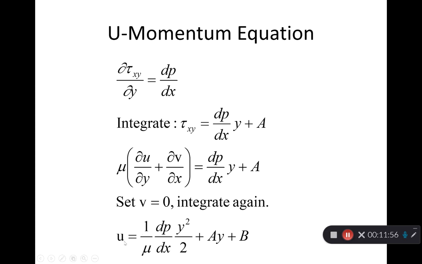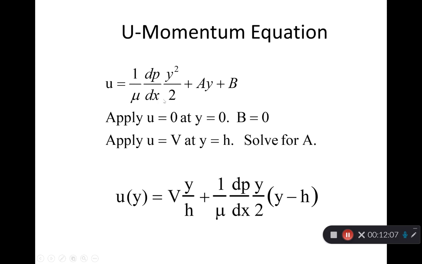At the bottom wall, u is 0 when y equal to 0. At the top wall, u equal to capital V when y equal to h. So when u equal to 0, y equal to 0, if you put 0, 0, 0, then it follows that b equal to 0. If you put u equal to capital V when y equal to h, then you can solve for a, and you get this particular relationship. Notice that it's got a second derivative of y, therefore it's a parabolic profile. So the velocity profile, if you plot it with respect to y, will be a parabola.